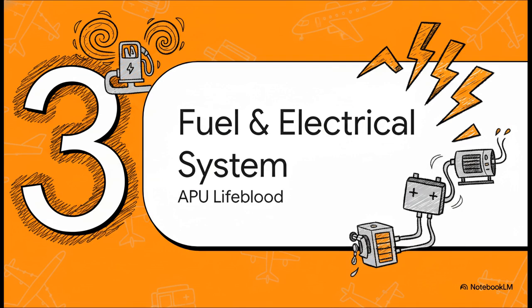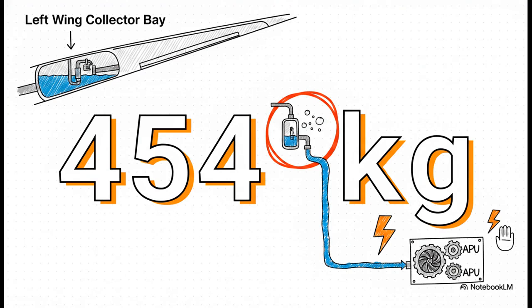Moving on to Section 3. Fuel and electrical systems, the lifeblood of the APU. The APU gets its fuel from the left wing collector bay, where a gravity-fed, APU-driven fuel pump maintains positive pressure. But you absolutely have to know this specific limitation: 454 kilograms, or 1,000 pounds.